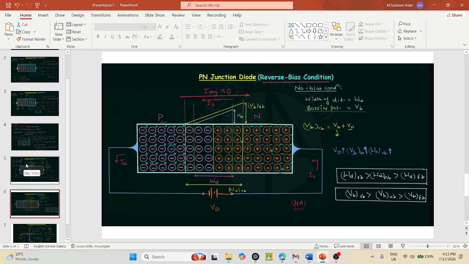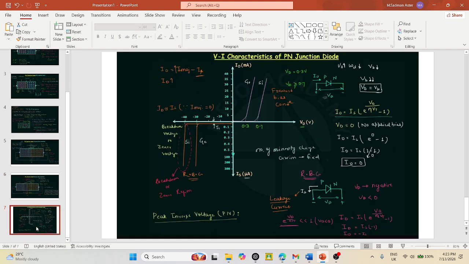Now we have discussed no bias condition, forward bias condition and reverse bias condition. Now we will be seeing the IV characteristics of a p-n junction diode. For this we will draw a plot where the x-axis represents the voltage across the diode and the y-axis represents the current through the diode. At first we will see the case of forward bias condition, and we will take silicon, whose potential barrier is 0.7 volt.